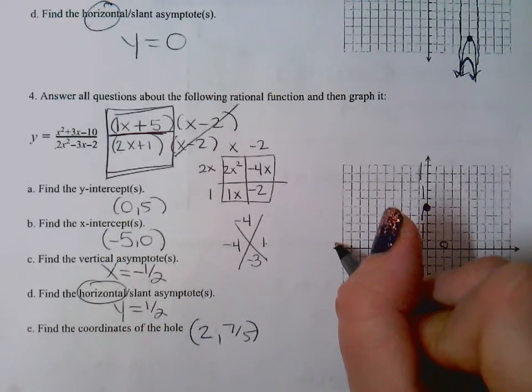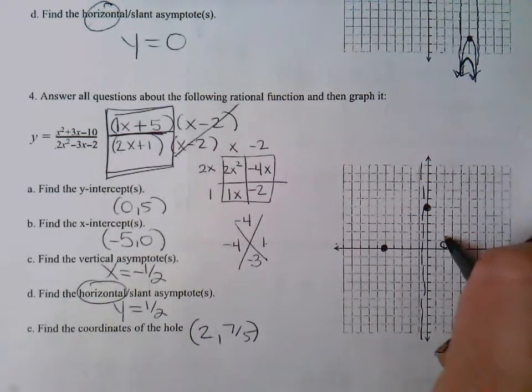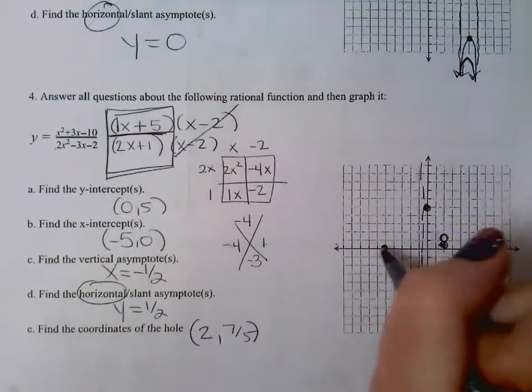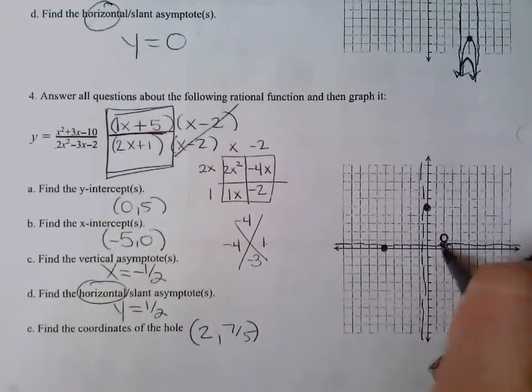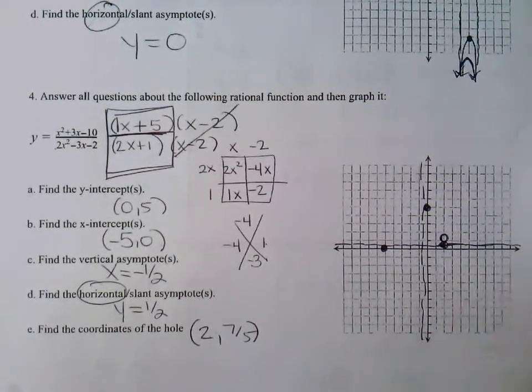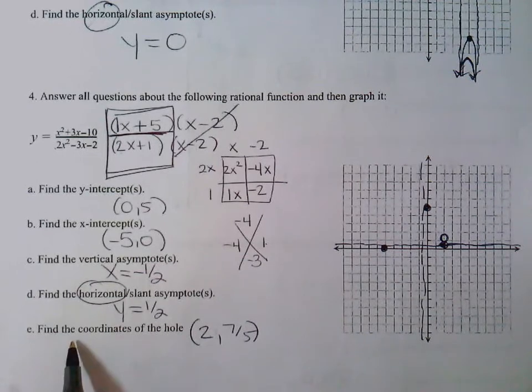So let's see, I should have done 7/5 up here, right? 7/5 is more than 1. Oops. So this is a dotted asymptote at 1/2. So that point's not really there. Okay. And I already have the coordinate in my hole.